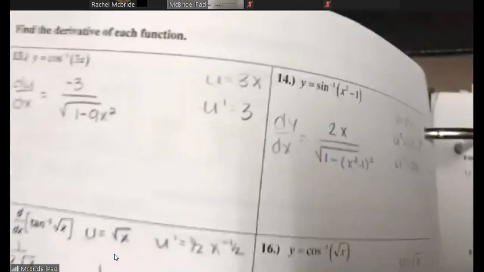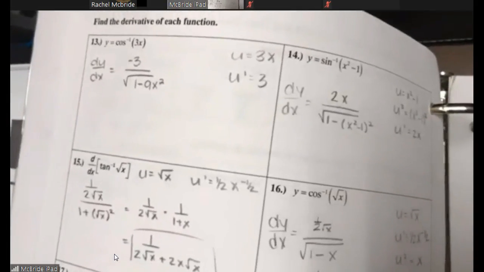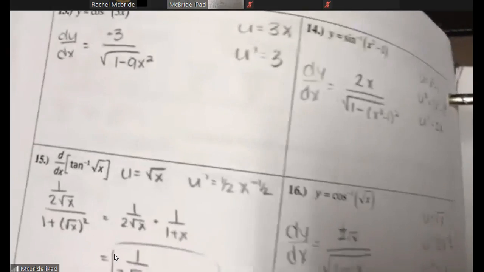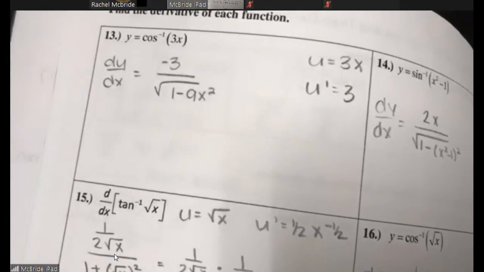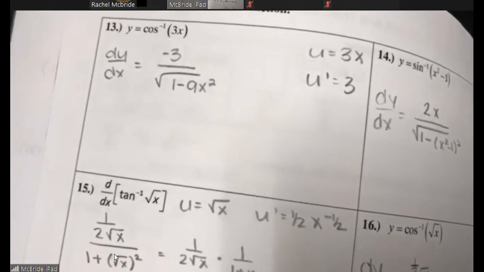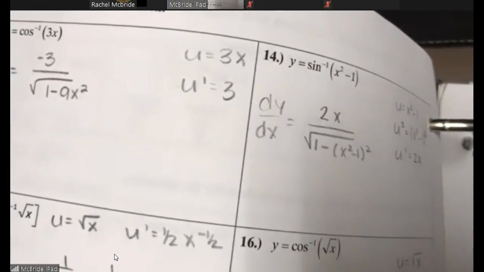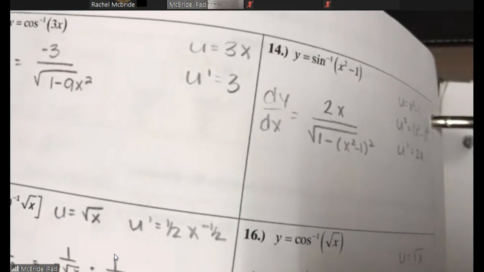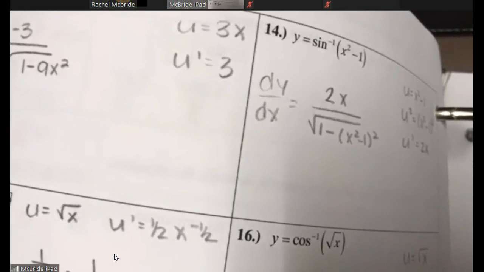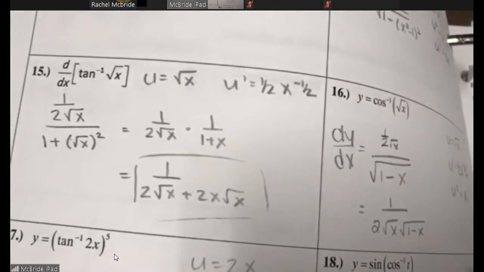Okay, and then on the back, we had our inverse trig derivatives. So 13, negative 3 over square root 1 minus x squared. 14, 2x over square root 1 minus x squared minus 1 squared. 15.